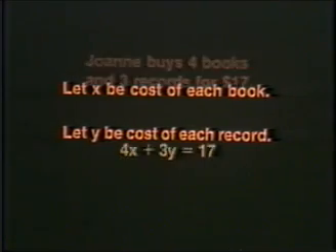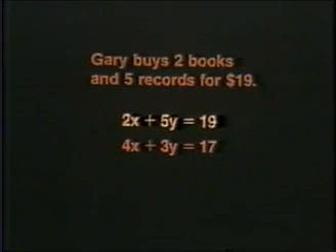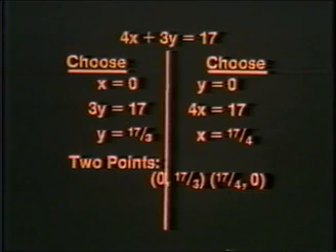First, we translate from English into algebra by naming our two variables. And then writing the equation for Joanne and writing a second equation for Gary. Simple enough, we have our two equations. We solve the first one to find 2 points so we can graph the line. We solve the second and find 2 points for that line.